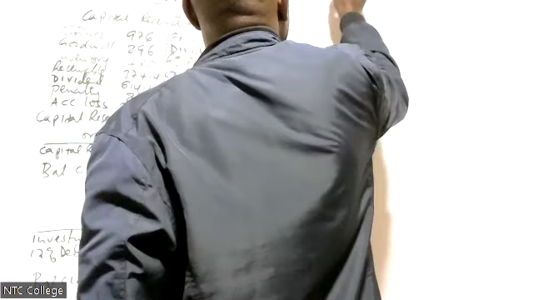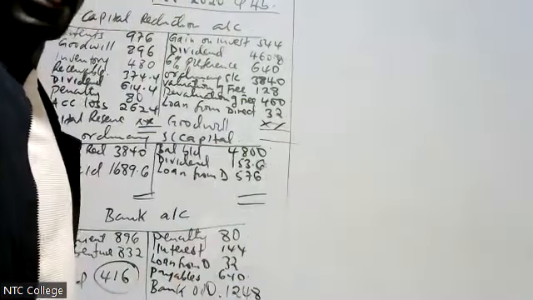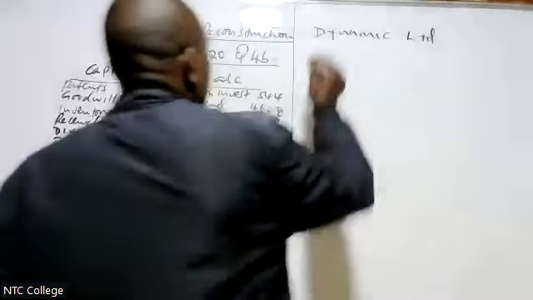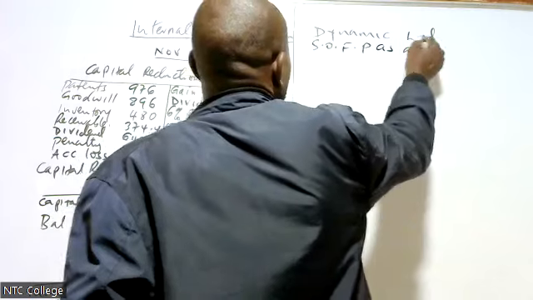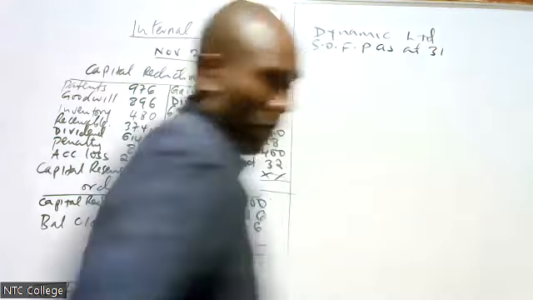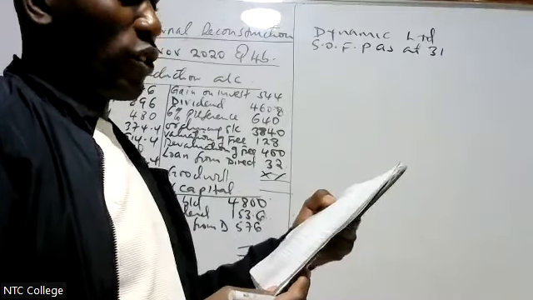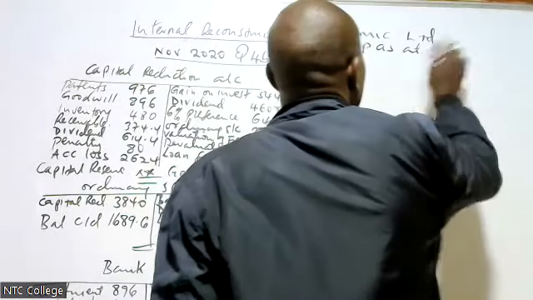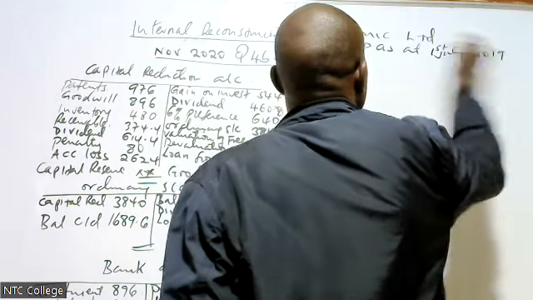Dynamic Limited. Statement of financial position as at which date? As at 1st of July 2019.